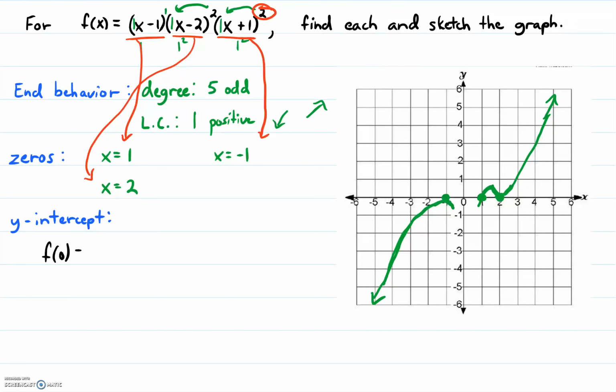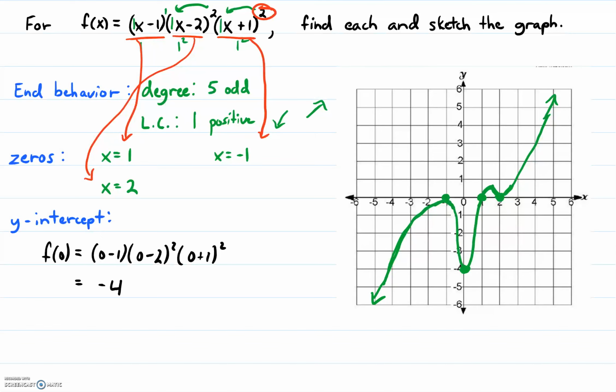And if we put 0 in the place of x, we're going to have 0 minus 1 multiplied by 0 minus 2 squared multiplied by 0 plus 1 squared. And if you multiply all that out, you're going to get negative 4. And so that tells us we need to put a dot on the y-axis at negative 4, because that's the y-intercept. And now we can connect everything that we had.